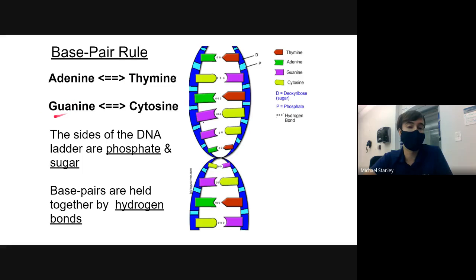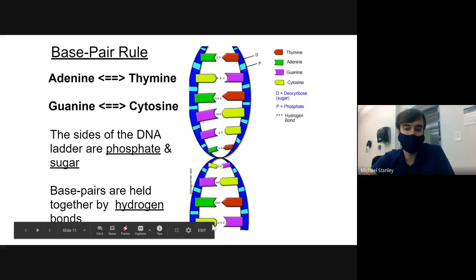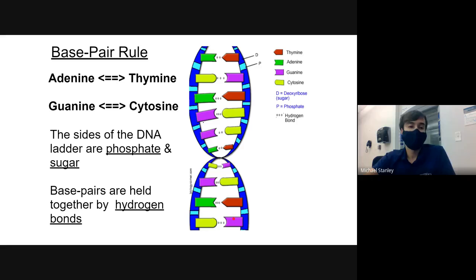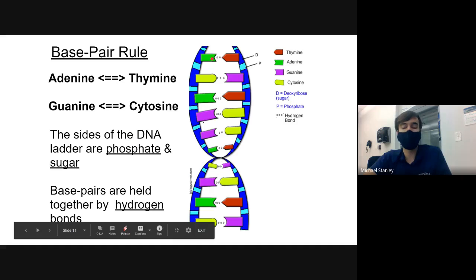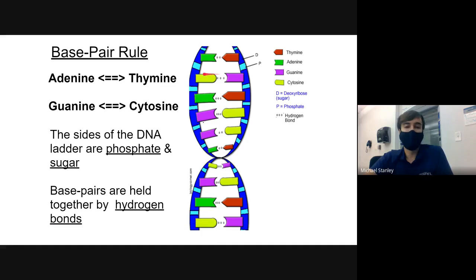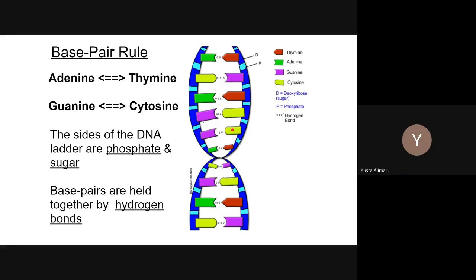Then same thing for guanine and cytosine, G and C. So if you have a G on one side of your DNA, then there has to be a C connected to it on the other side. If there is a C on one side of your DNA, then there has to be a G connected to it on the other side. For DNA, this is always, always, always true. There will always be T's and A's together, and there will always be C's and G's together.